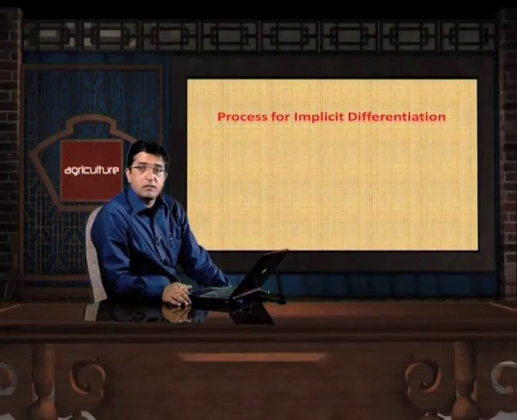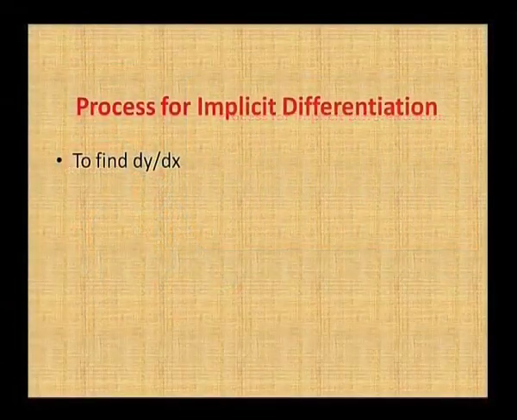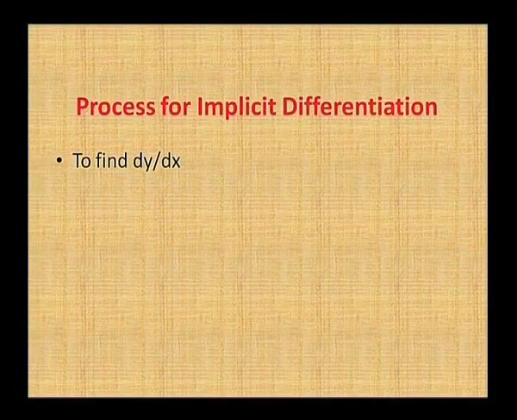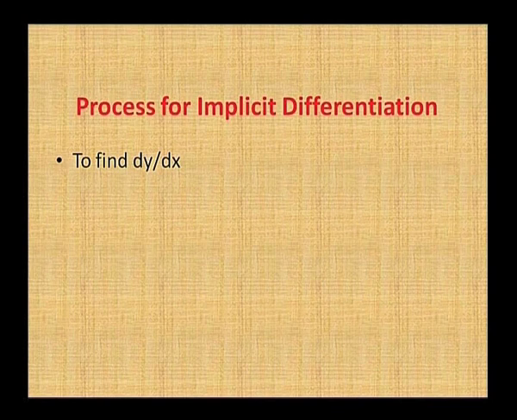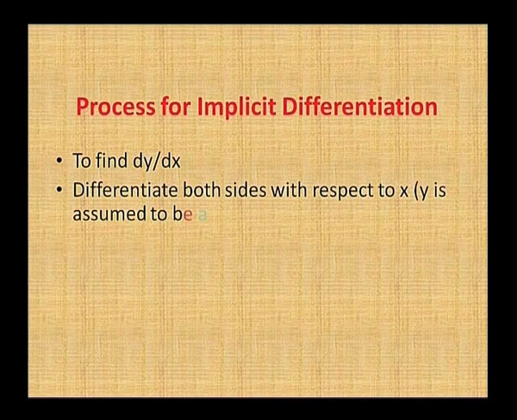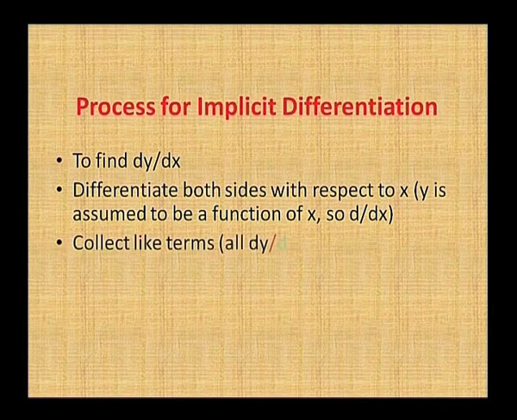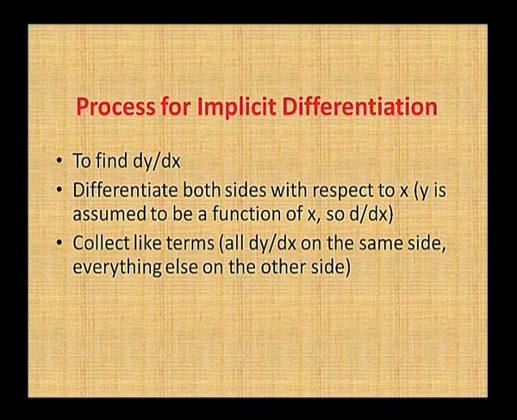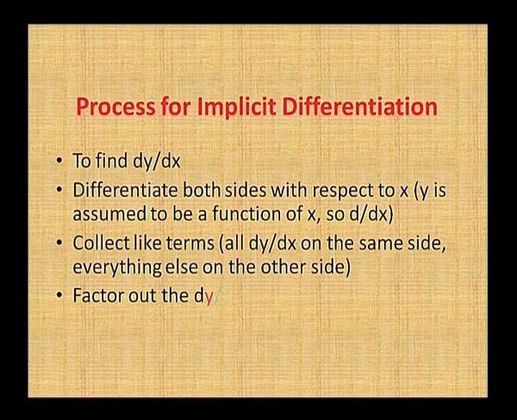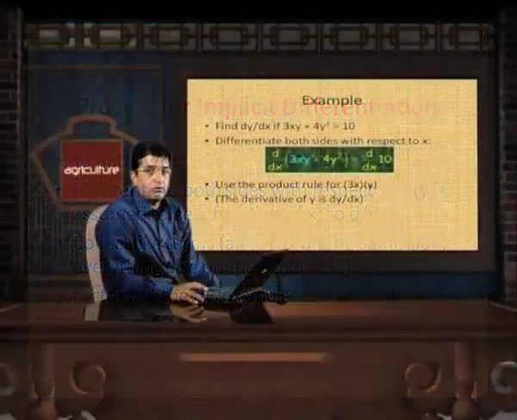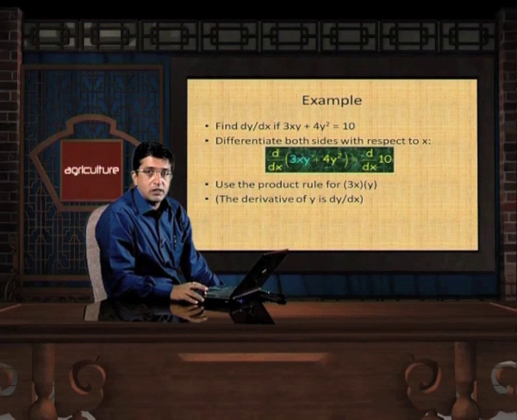Process for implicit differentiation. To find dy by dx for an implicit function, differentiate both sides with respect to x. Y is assumed to be a function of x, so we get dy by dx. Collect like terms: all dy by dx on the same side, everything else on the other side. Factor out the dy by dx and solve for dy by dx. Now we are going to discuss implicit function differentiation.